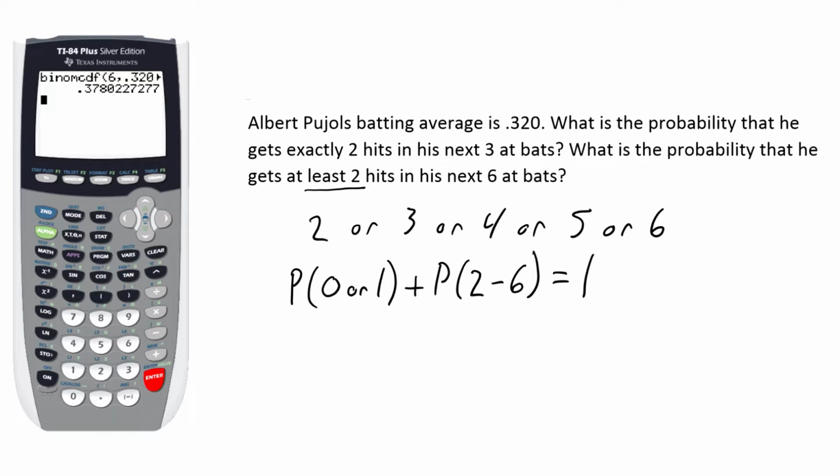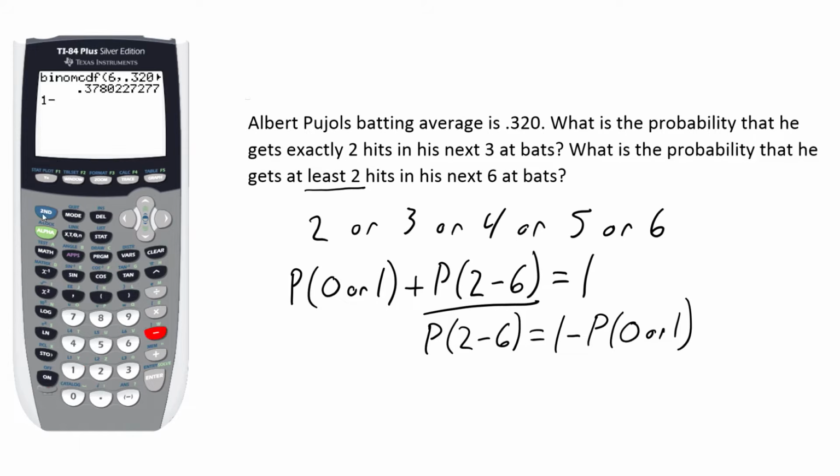So what we can do is use just some simple algebra to solve for the probability that he gets between 2 and 6 hits. And the way we'll do that is by subtracting the probability that he gets 0 or 1 hits from both sides. So once we do that, we'll get the probability of 2 through 6 is equal to 1 minus the probability that he gets 0 or 1 hits. And we still have that number on our calculator, so the way we can calculate this is just by pressing 1 minus and then go second and then the answer key. And so that brings up our answer from the previous line.